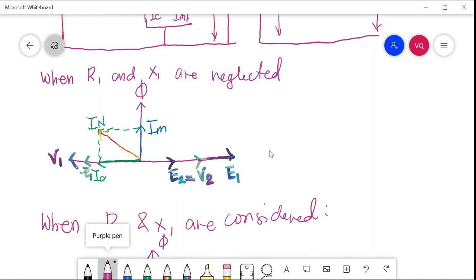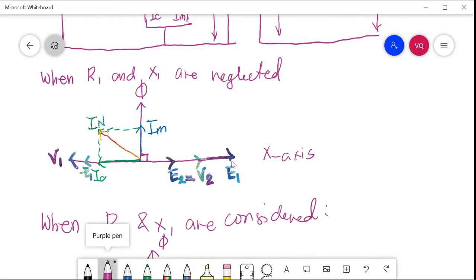Our reference here is the x-axis. The magnetizing flux is perpendicular to our reference, which is at 90 degrees, and it is in phase with the magnetizing current. Our copper loss current is also perpendicular to Im, and it is in phase with the input voltage V1.